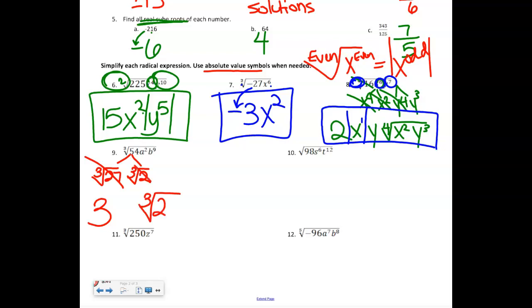And the same with our A squared, I can't do anything with that, so that will stay inside. But our B, I can divide that, so I'm going to have B to the third. Okay, and that's as far as we can take that problem.